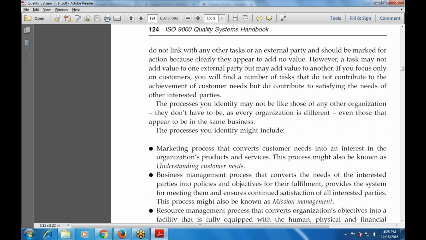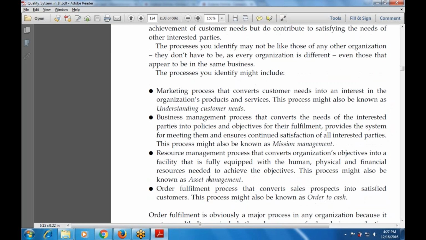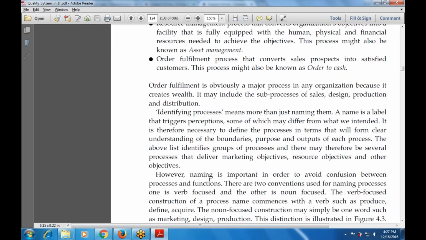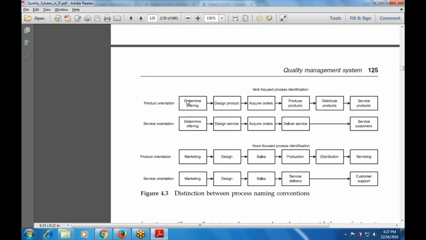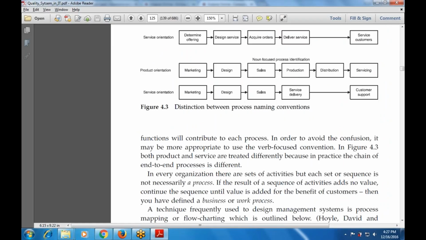Now the processes also include various requirements like understanding customer needs, business management processes, then the resource management process that converts organization objectives into facilities, known as asset management, then order to cash, which is also available. Then naming the convention: a label that triggers perceptions, some of which may differ from what we intended. So this is the product orientation: determine the offering, design the product, acquire the order. Then service orientation, product orientation, service orientation. These are the four parts.